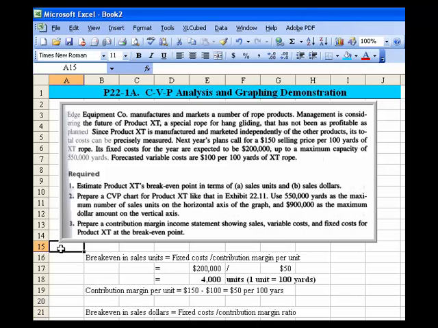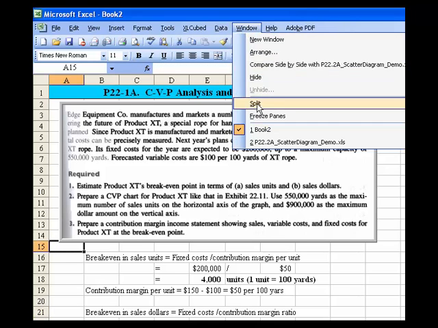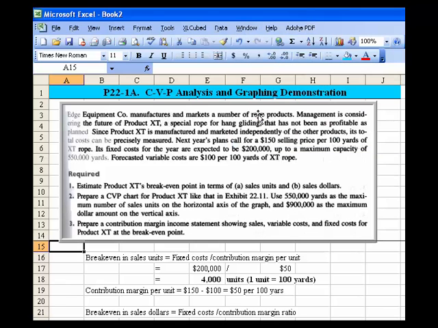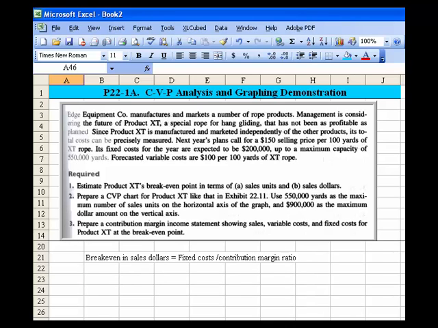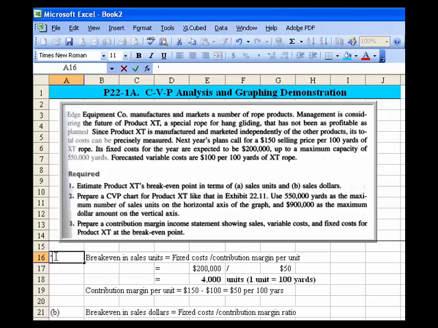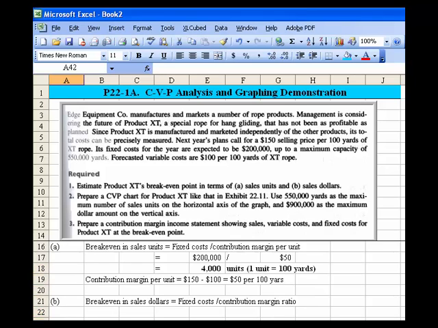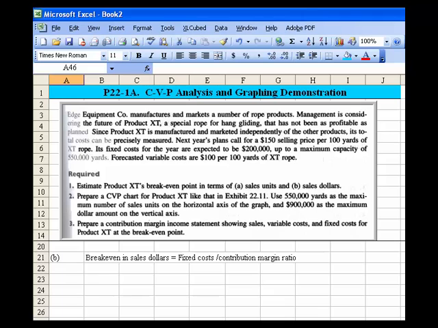Okay, let me lock in the titles. We'll do a freeze pane here. Then I can slide this down so you'll be able to see as we work through part B of this problem. This one actually is part B. If I slide back up, we'll see that that's part A. We'll slide back down now to give ourselves a little bit of room.